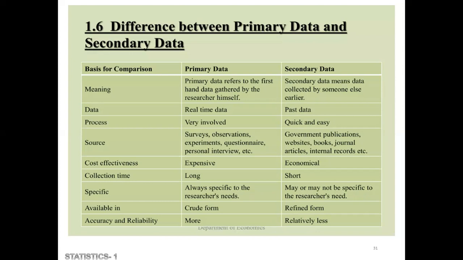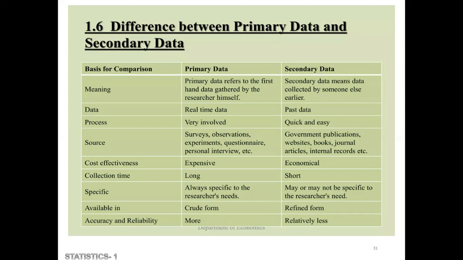For example, if I want to study why the sales of a particular product of a company are not increasing, then I may have to do an interview technique or a survey technique to collect data from the consumers in the market. So the data I am going to collect is used for a specific purpose. What is that specific purpose? To study why the sales of a particular product of a company are not increasing. Whereas secondary data may or may not be specific to researcher needs.